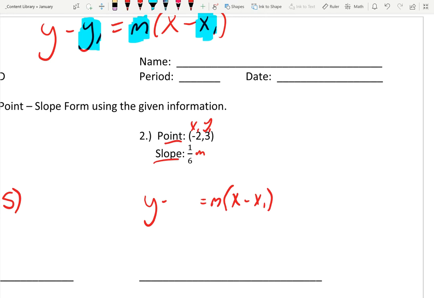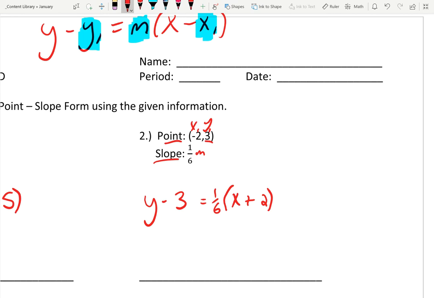So our y1 is this 3 from our point. So y minus 3. Our x1 is that negative 2. But keep in mind, it's a negative 2. And then our slope is 1/6. So 1/6. So this is our equation. However, you do need to simplify this on the test. You'll notice here I have x minus negative 2 because I had the minus sign. I plugged in my negative 2, and now there's a double negative going on. What you should really do is change this to x plus 2.